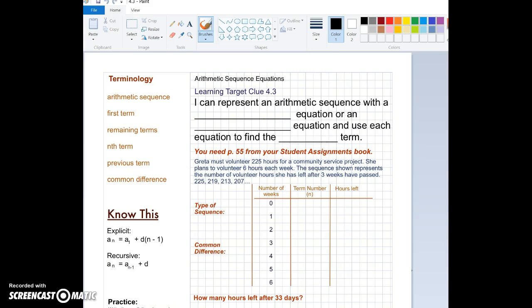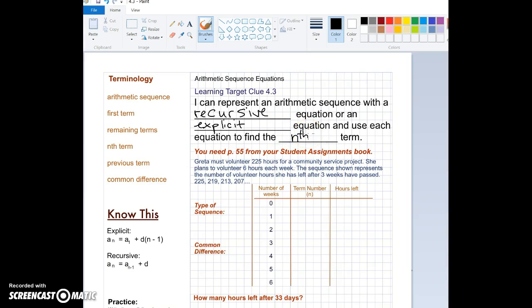And our learning target clue is: I can represent an arithmetic sequence with a recursive equation or an explicit equation. I can represent an arithmetic sequence with a recursive equation or an explicit equation and use each equation to find the nth term.